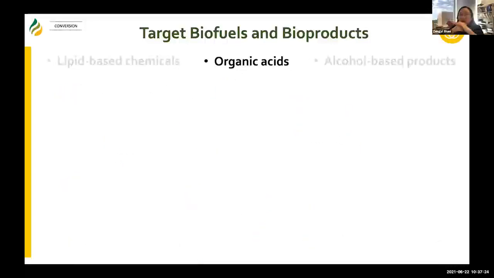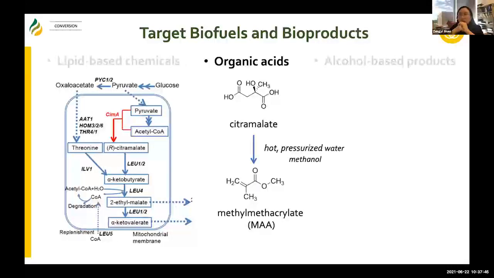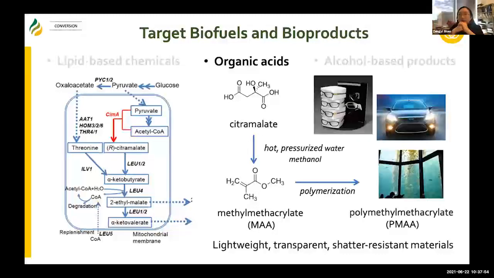The second category of compounds is organic acids, and citramalate is one of the representatives we chose. Citramalate can be converted from pyruvate and acetyl-CoA, shown here, catalyzed by the enzyme encoded by cimA. After bioproduction, citramalate can be further converted to MAA through simple chemical conversions, and finally polymerized to be PMMA, which is a lightweight, transparent, shatter-resistant material currently used for constructing residential and commercial aquariums and making the lenses of exterior lights of automobiles and hourglasses.